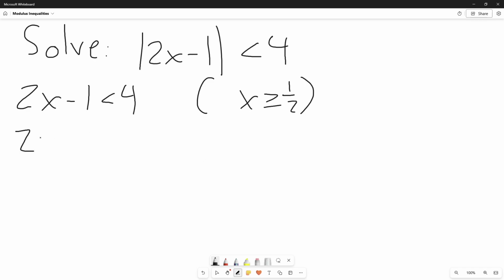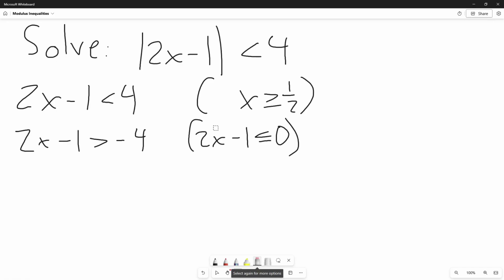And then the second inequality is 2x minus 1, flip the sign so it's greater than -4, because we changed the sign of the right side. And again, we have to write our condition: 2x minus 1 is less than or equal to 0, so when it's negative. And again, we can simplify this to x is less than or equal to 1/2.